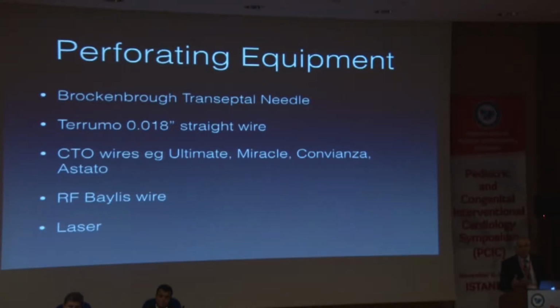A straight Terumo 018 wire pretty much goes through anything, so it is a very, very good wire in terms of overcoming chronic total occlusion or even acute occlusion. But the CTO wires, which I mentioned yesterday, are an alternative. The advantage of the CTO wires is that they are 014 as opposed to 018, and therefore you can place a coronary balloon to open up the track so that you can put a bigger wire and then a bigger sheath. The Baylis radio frequency wire is also very useful in this situation.